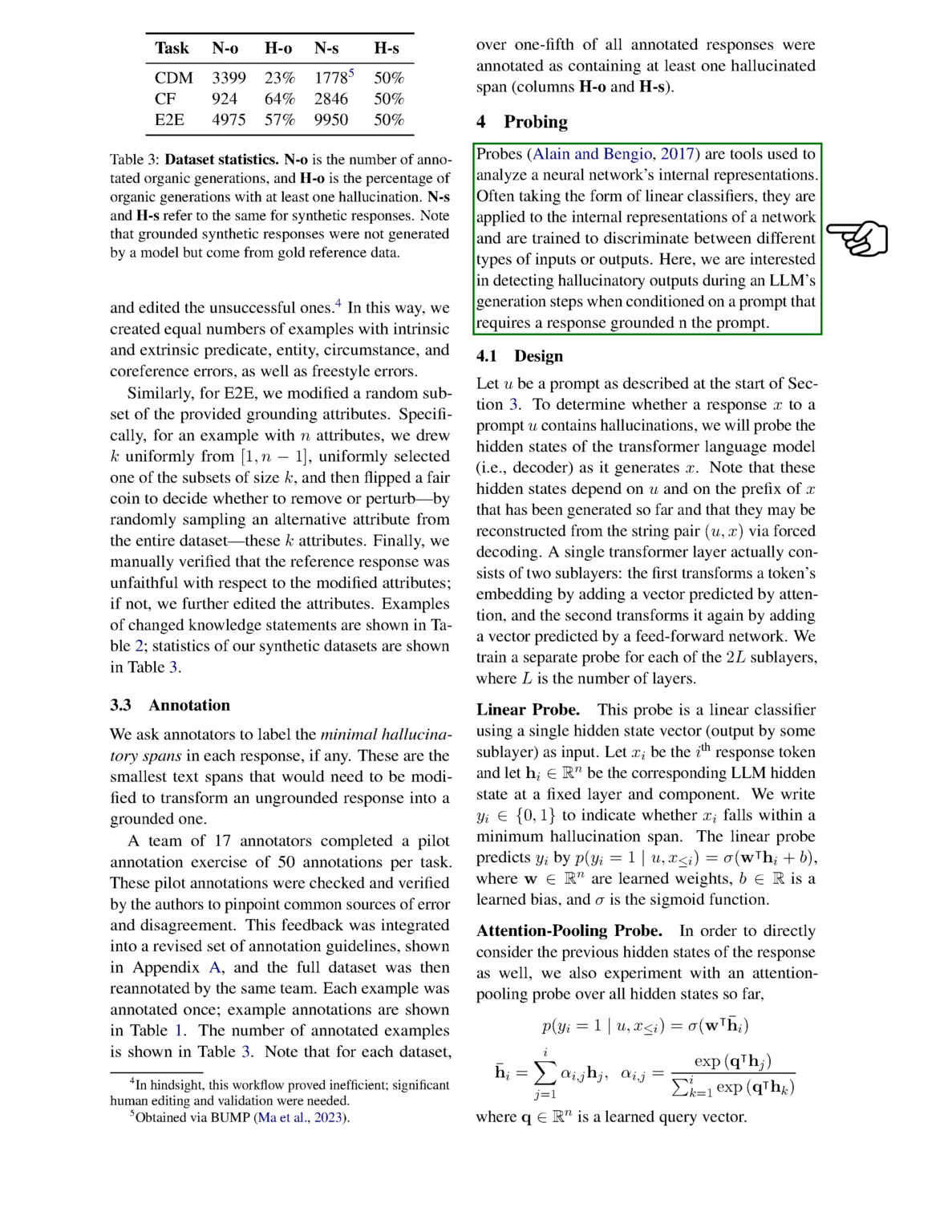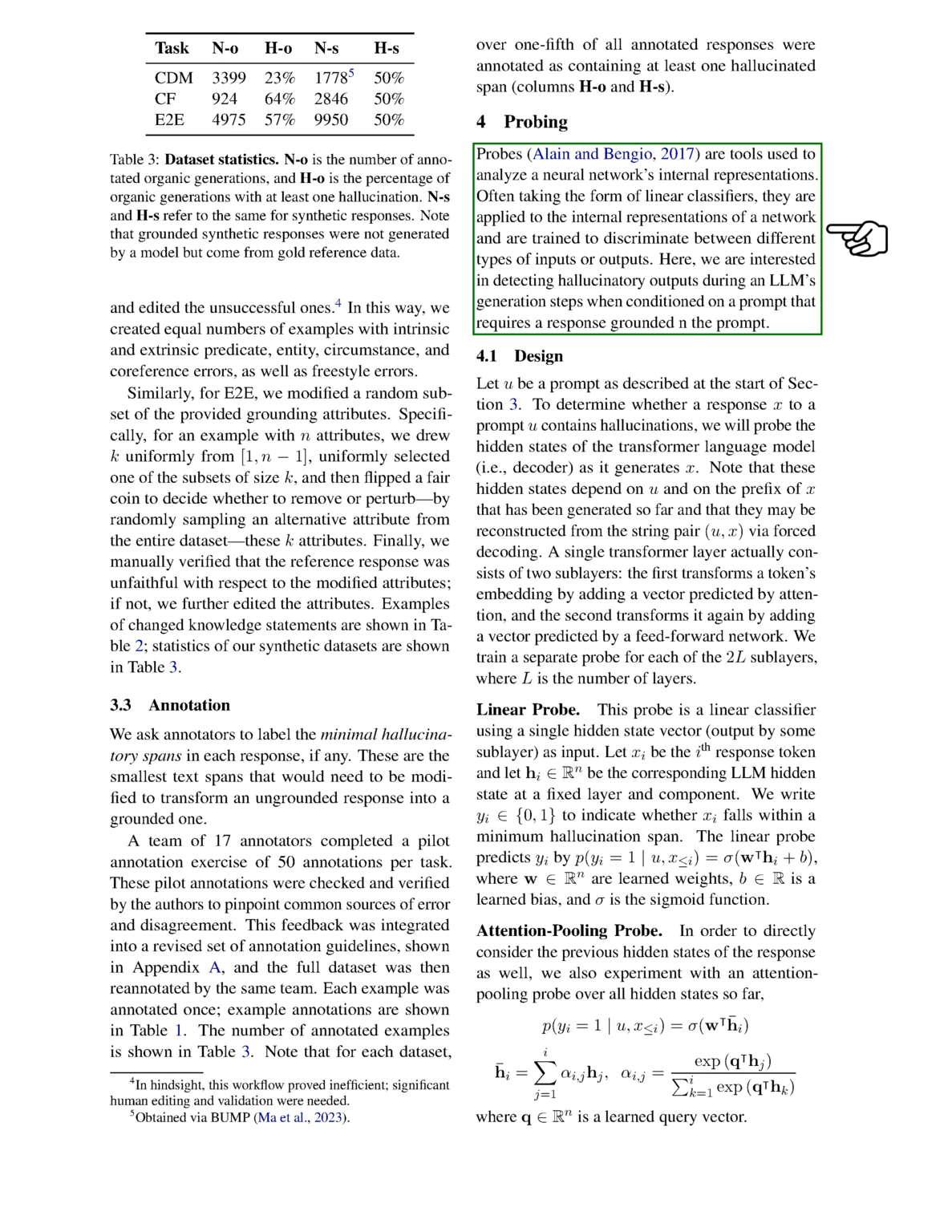Finally, we used probes to analyze a neural network's internal representations. These probes, often taking the form of linear classifiers, are applied to the internal representations of a network and are trained to discriminate between different types of inputs or outputs. We are interested in detecting hallucinatory outputs during a language model's generation steps when conditioned on a prompt that requires a response grounded in the prompt.